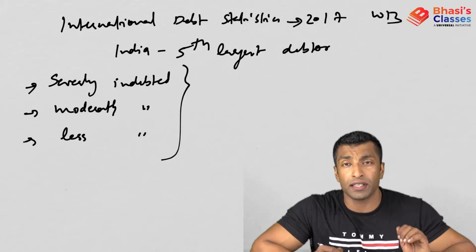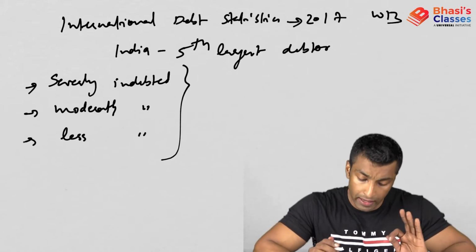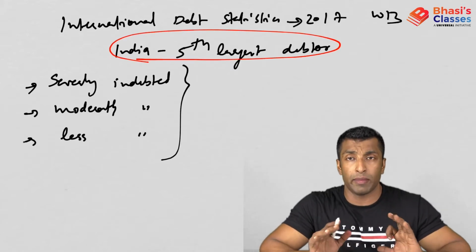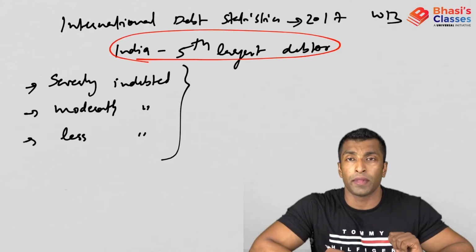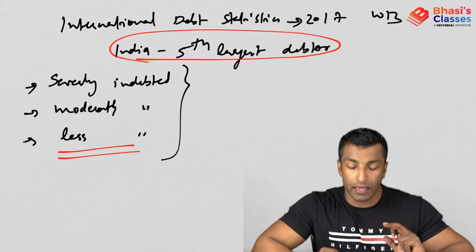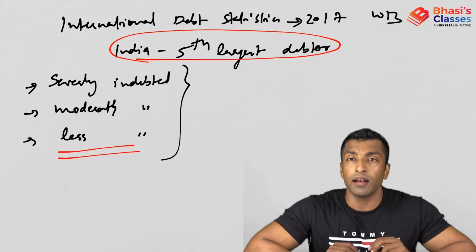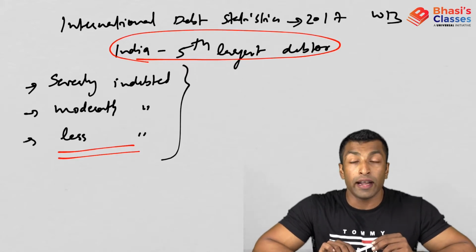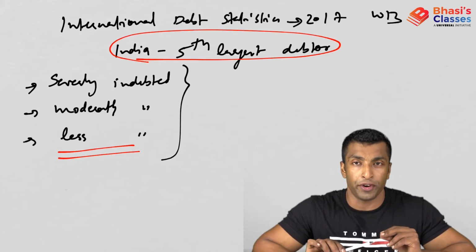So these three classifications are given on the basis of vulnerability, and I've already told you India is the fifth largest debtor, so you can make an assumption, you can make a guess here where India will come, and that guess will be wrong because India is actually coming here in less indebted. The reason is debt and indebtedness is different.